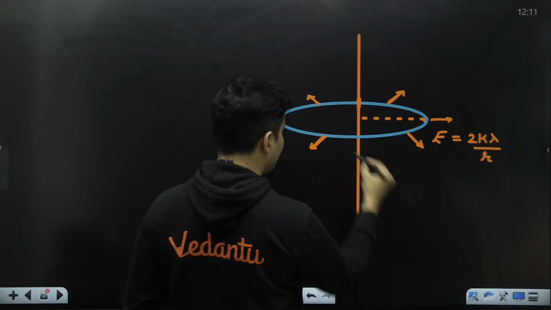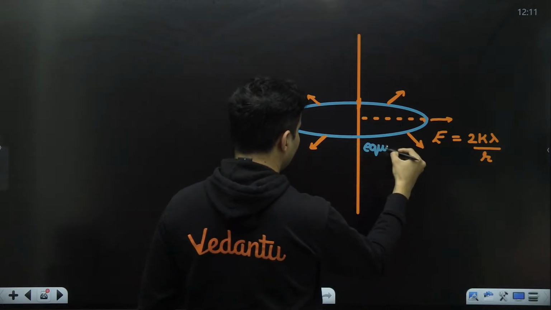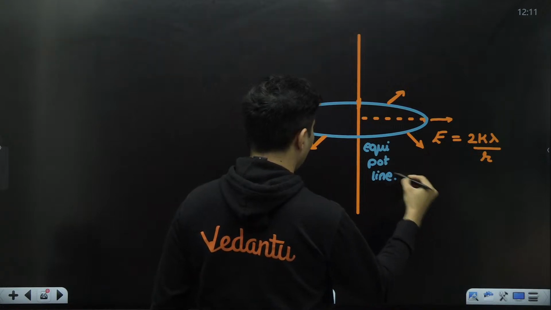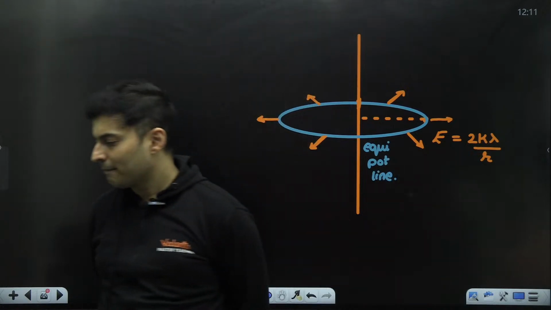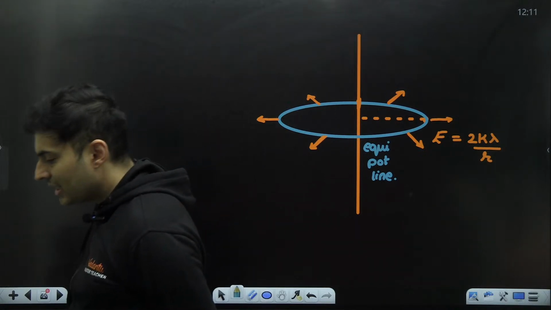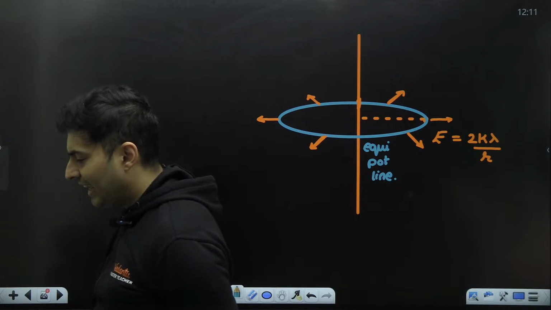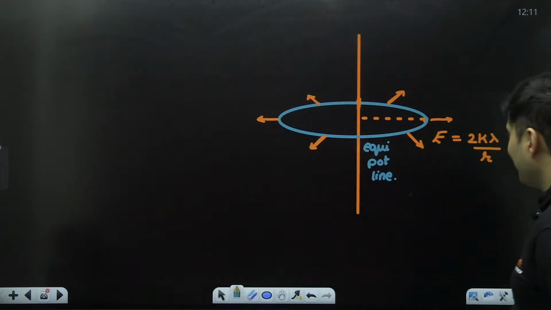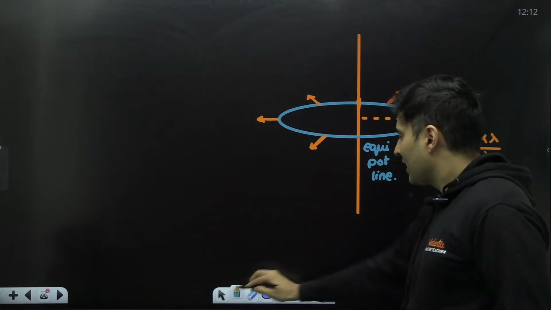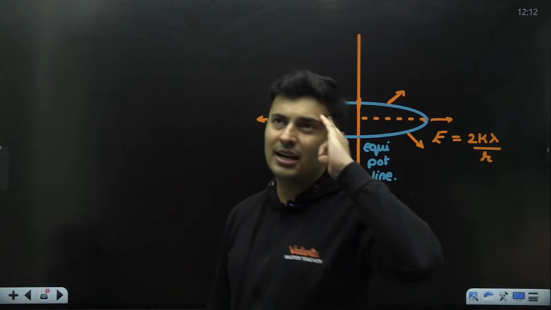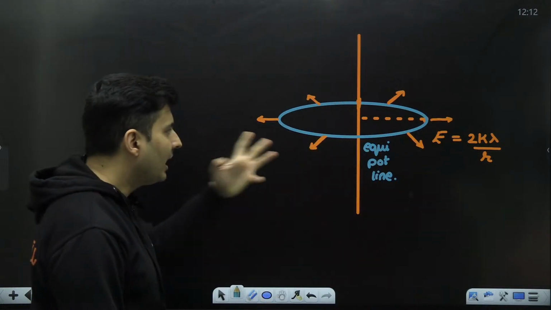So this is your equipotential line. Is that right, everybody? Yep. That will be nothing but your equipotential line. Great. And to find out the potential, we can think that electric field and potential are related by dV by dr.